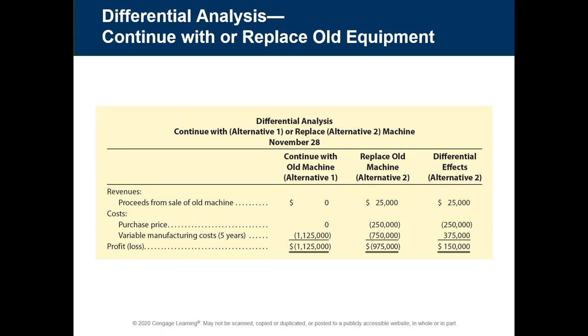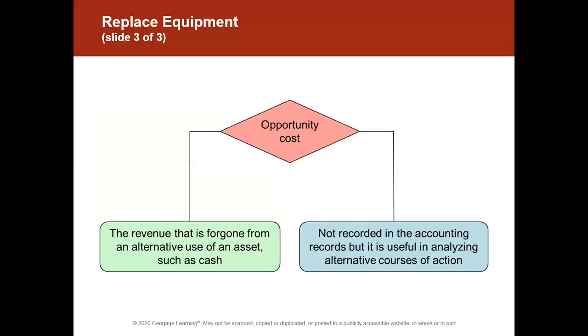So here's continue with or replace old equipment, the decision companies have to make all the time. So again, they compare the costs of continuing with the machine or replacing it. And they find out in this case, it's actually going to lose a little less money to go ahead and replace it. All right.